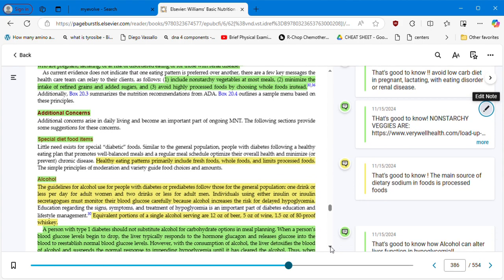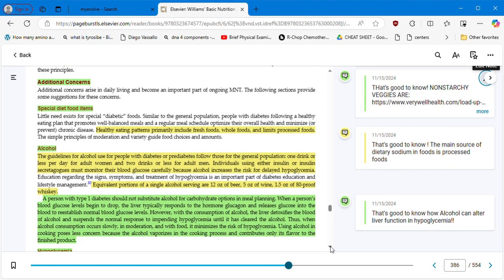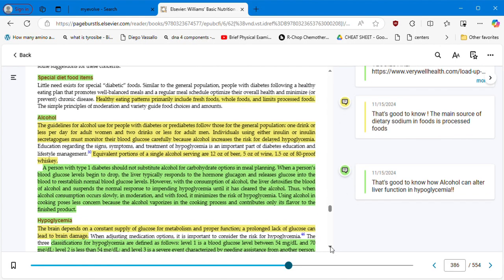Okay, so special diet food items. Healthy eating patterns primarily include fresh food, whole foods, and limit processed food. So that's why we need to work with the patient to try to accommodate the schedule, in order to have time to prepare for this type of diet, right? It's all about planning, as we mentioned before.